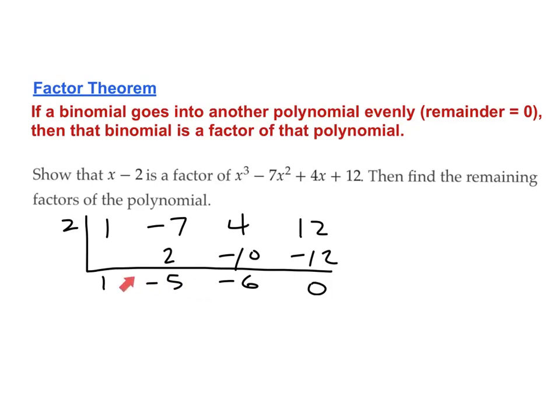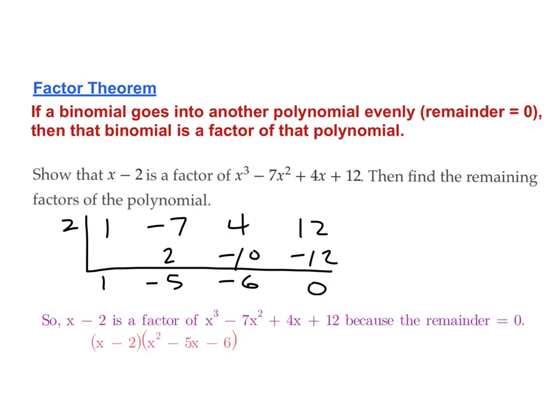What does this actually mean here? What I really have now is x minus 2 times x squared minus 5x minus 6. In order to find the remaining factors, because x minus 2 is one factor, how many factors should there be? It's the same as the number of solutions. What's the degree of this polynomial? 3. That means there should be 3 factors. The problem is right now I only have 2.